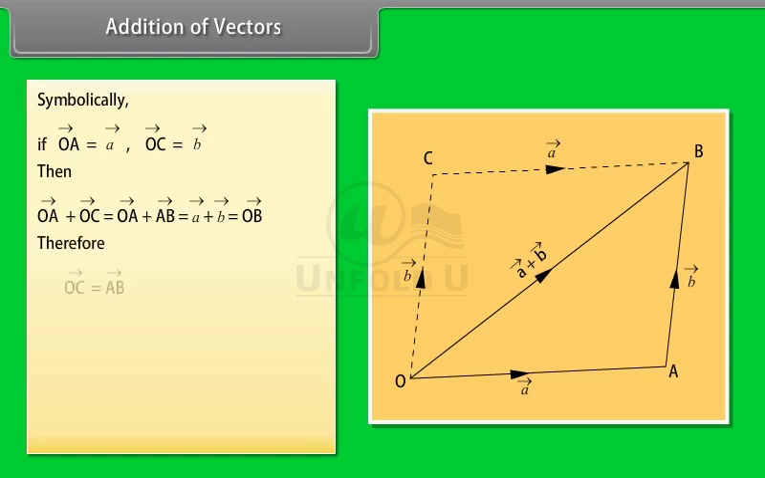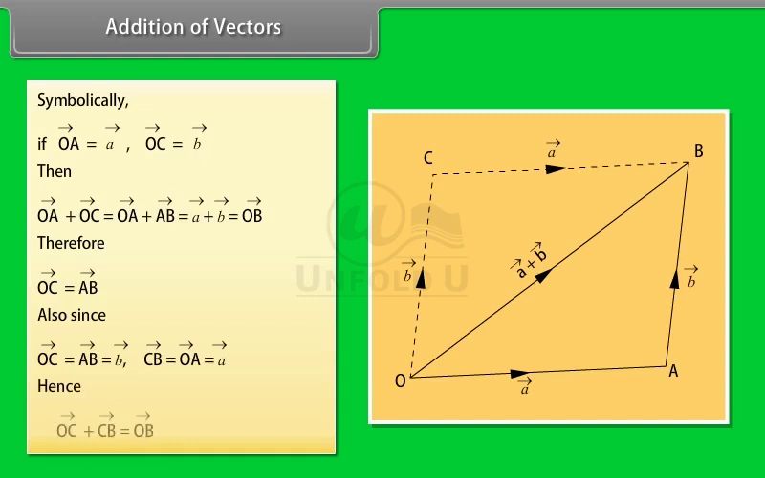Therefore, vector OC equals vector AB. Also, since vector OC is equal to vector AB, which equals vector B, vector CB is equal to vector OA equals vector A. Hence, vector OC plus vector CB equals vector OB.